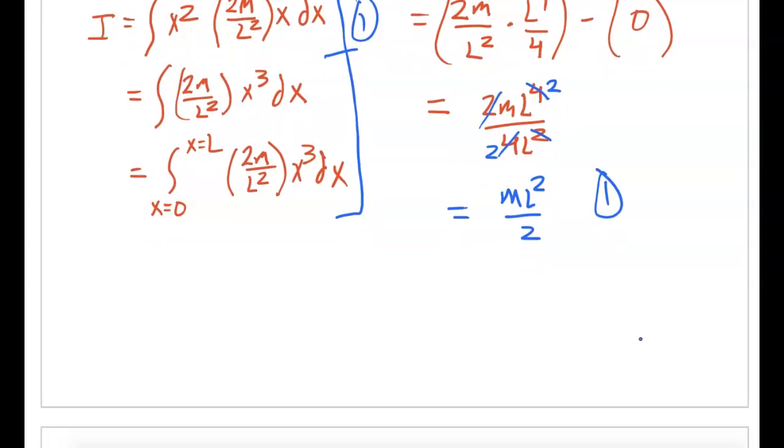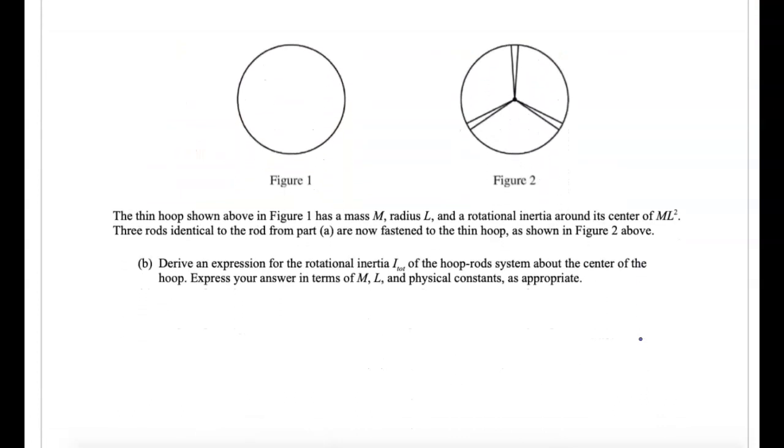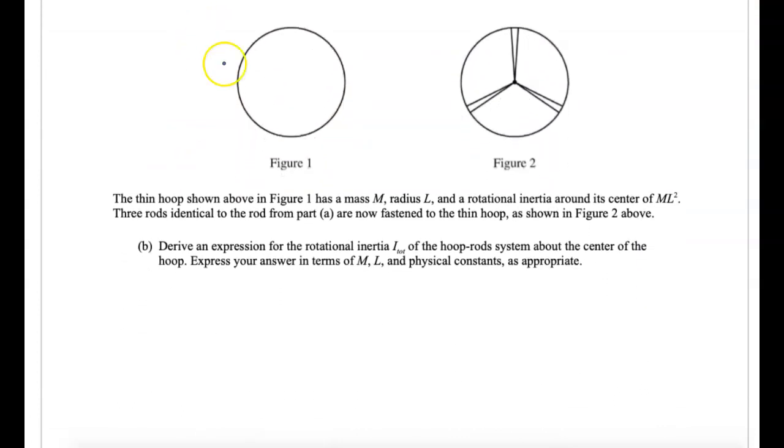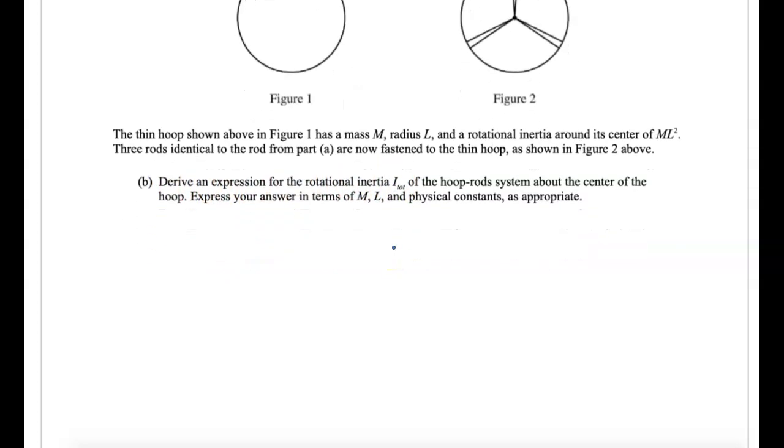For the second part, letter B, now we have a thin hoop. So here's our thin hoop. It has a mass m, a radius L, and a rotational inertia around its center of mL squared. They put 3 of the rods inside and they're fastened to the hoop. So really all we've done here is maybe make a high-tech bicycle wheel, which only has 3 spokes on it to reduce weight. They want us to derive an expression for the rotational inertia.